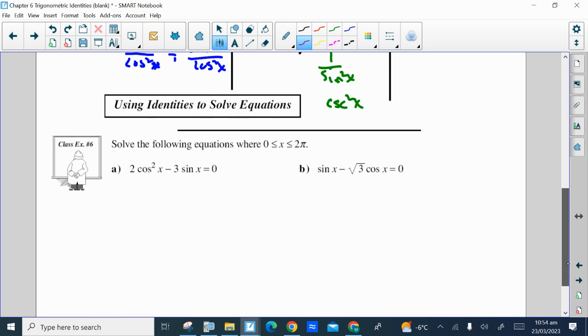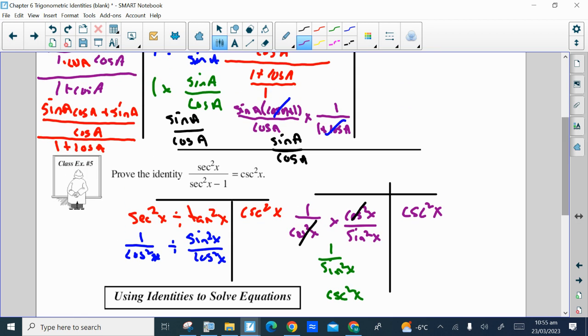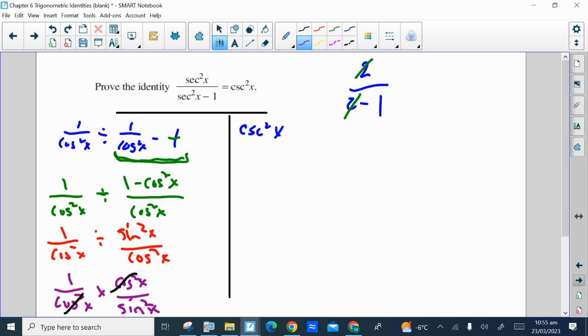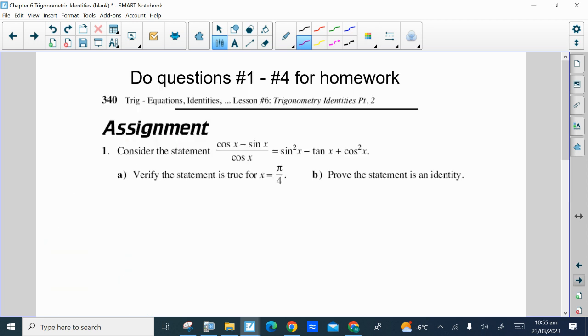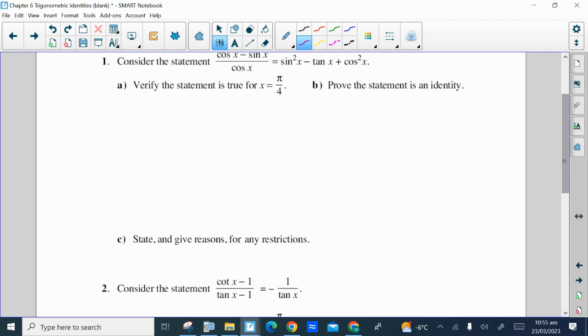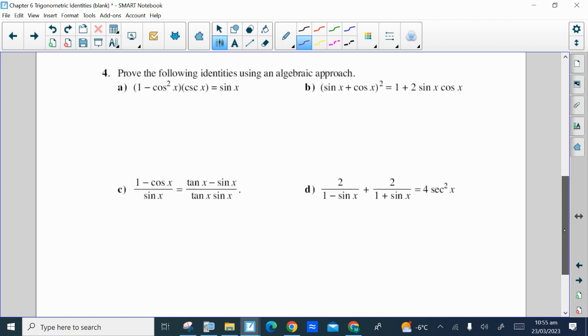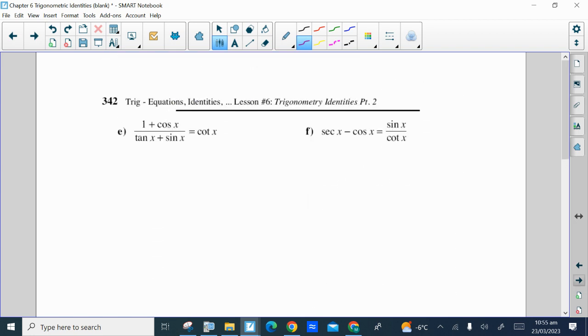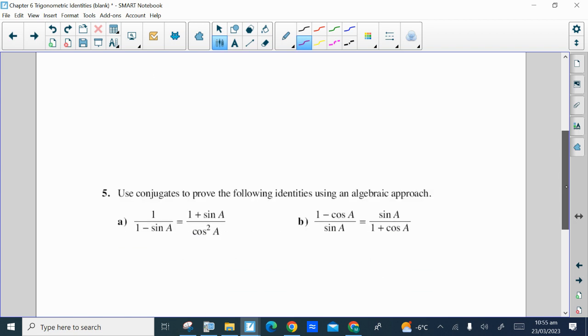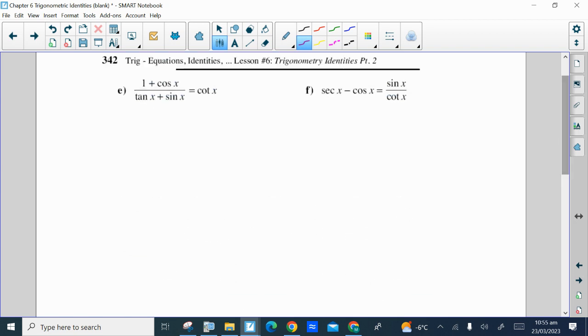Okay, so we're going to leave the solving equation part for, again, Monday and Tuesday. Tomorrow we'll do some more practice with using these trig identities to do other identities. So there is an assignment there that you can start working on. It says do questions 1 through 4. I will post these on Google Classroom so you can check your answers. So the first page is 1 and 2. The second page is 3 and the start of 4. 4 goes on to the next page though. E and F. So you're going to stop after E and F on number 4.